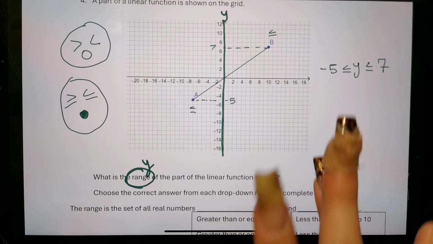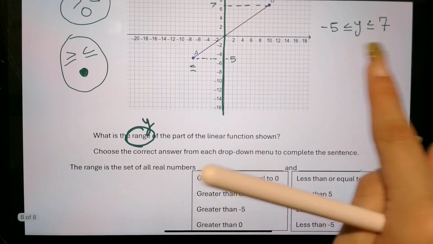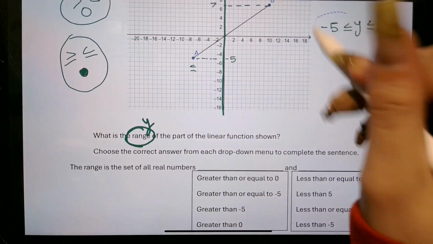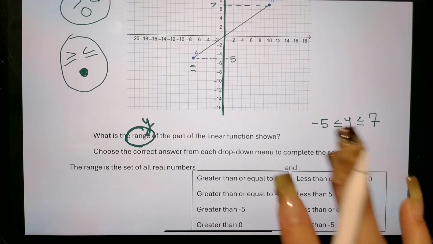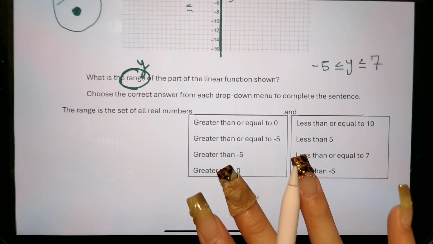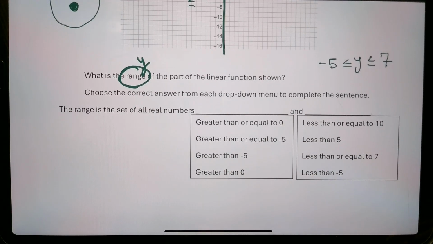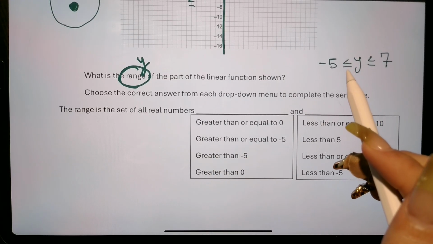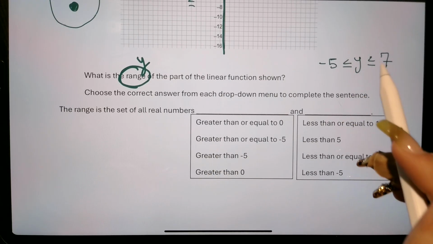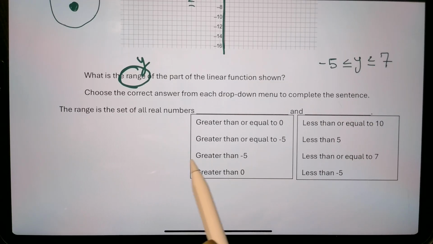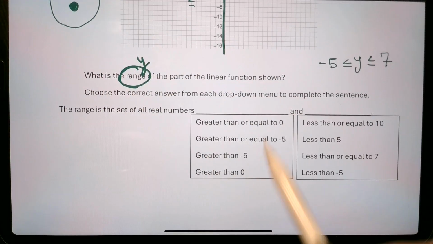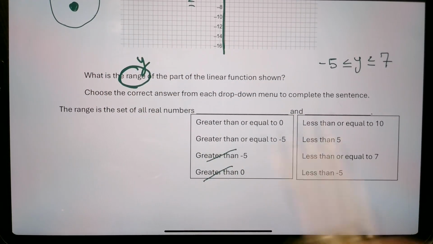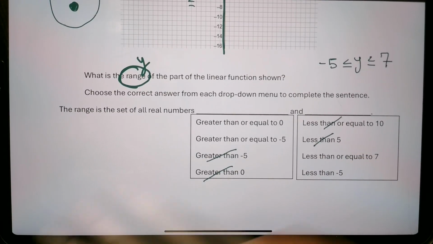But our answer is not in this form, right? This is not how our answer choices look. So let's try to figure it out. Well, first of all, this is a greater than or equal to sign, or less than or equal to sign, and so is this one. So these are out, right? Because they just say greater than, these just say less than, so those are out.